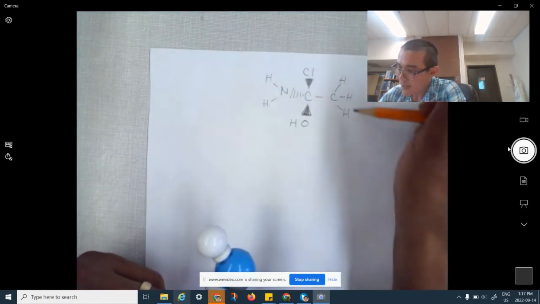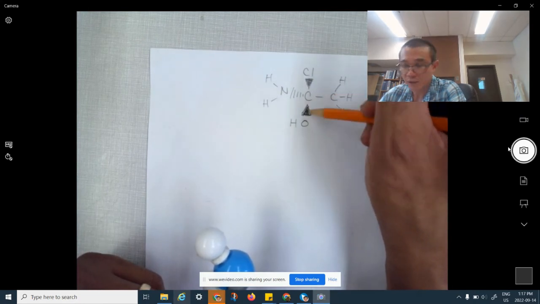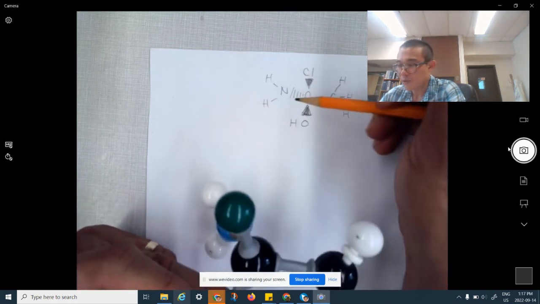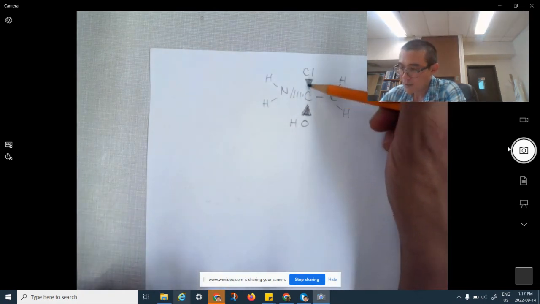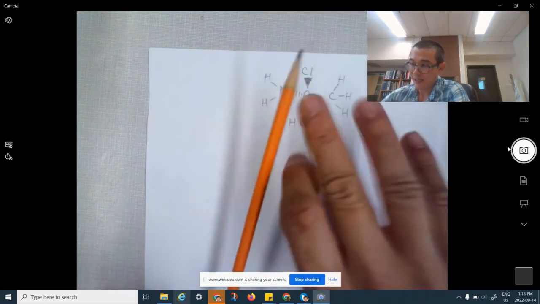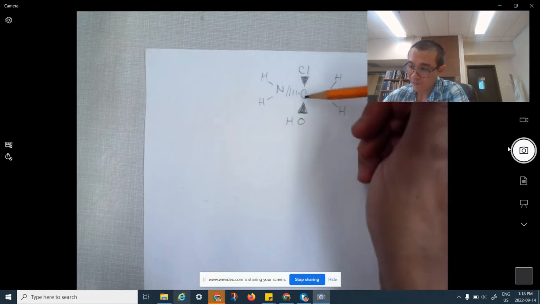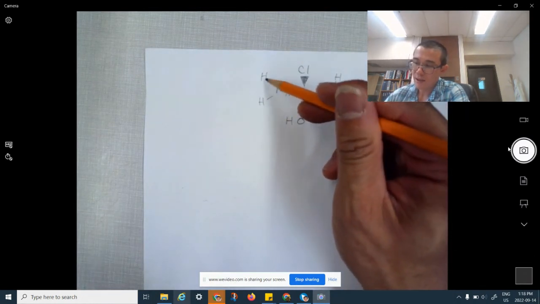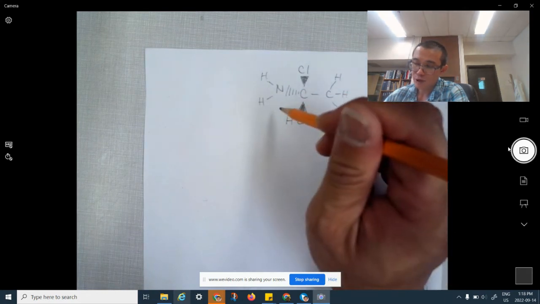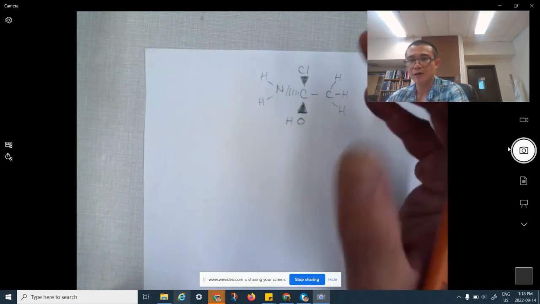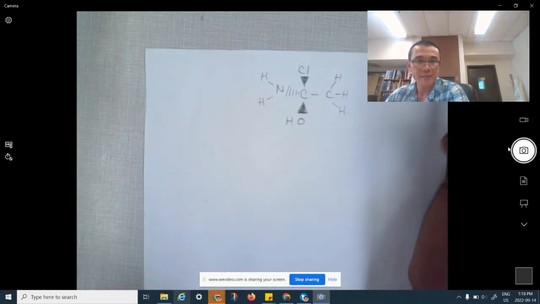So if you see diagrams like this where you have these solid triangles and these dash triangles, what it means is that for this carbon, the chlorine and this OH are sticking out of the page. And for this nitrogen NH2, this is into the page. So this is a way to show how all the atoms are arranged together in 3D.